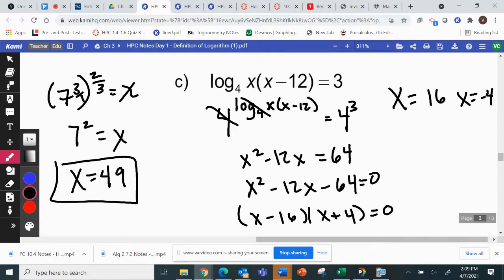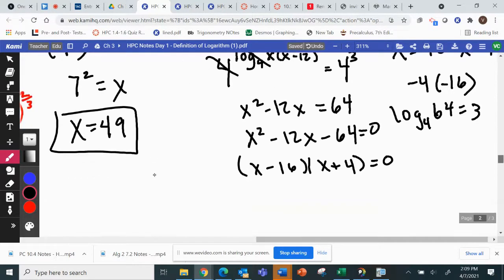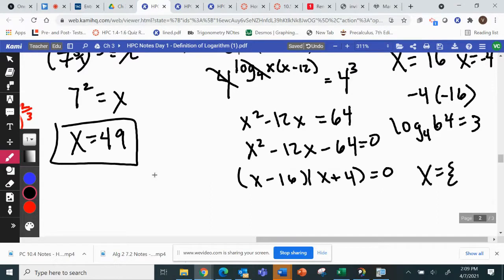I get negative 4 times, does it? I get negative 4 times negative 16, which is positive 64, right? So log base 4 of positive 64 is 3. That's true. So they both do work. You just got to check and make sure. So we have two answers, negative 4 and positive 16.